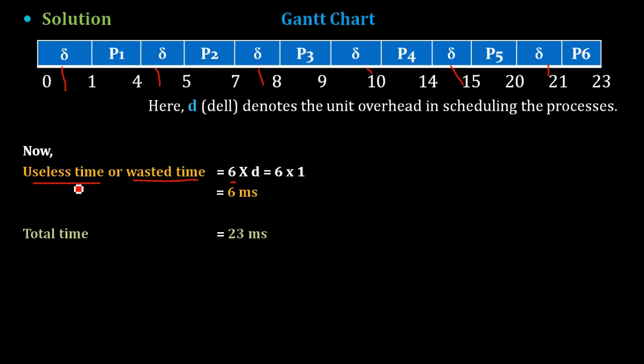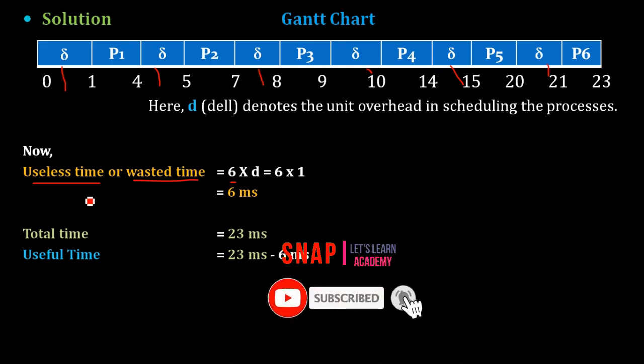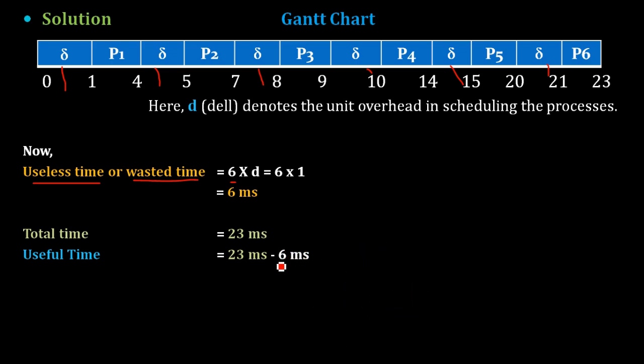Now we have to calculate the total time. What is the total time? The total time is 23 millisecond. Now from that 23 millisecond we have to subtract the wasted time, that is 6 millisecond. This 23 millisecond is the total time we take to complete all 6 processes. In the Gantt chart, all the 6 processes are executing in 23 seconds. So 23 is the total time, and the wasted time is 6 milliseconds.